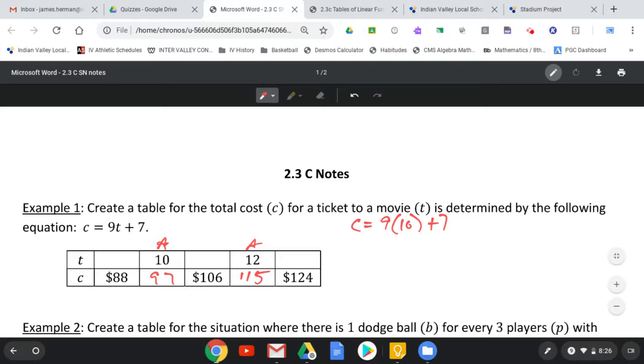What do I do when I know the output, Zyler? Plug the output in for C. Yeah, I plug the output in for C. So 88 = 9t + 7. So now what? Subtract 7 from both sides. Whatever I do to one side, I've got to do to the other. So 81 = 9t. Now what? Divide by 9. 81 divided by 9 is 9, so t = 9.